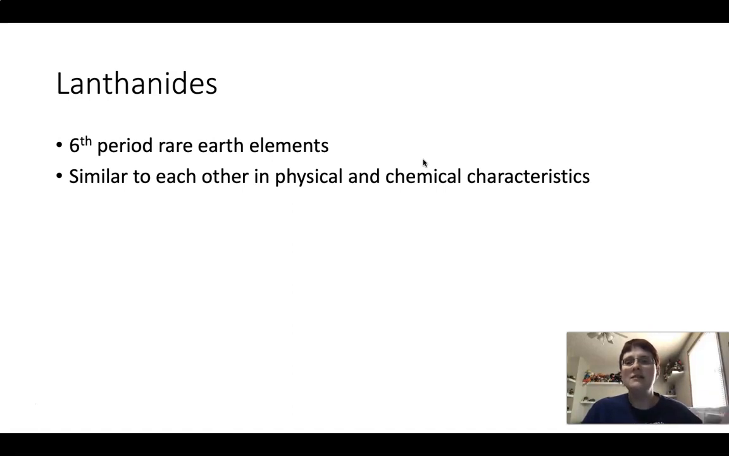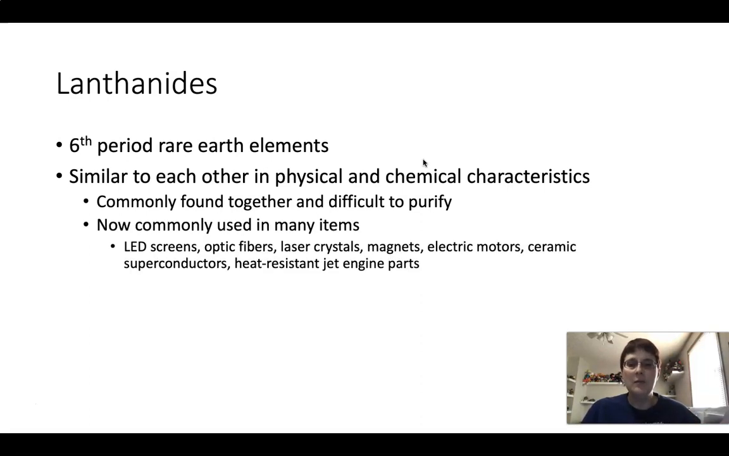The thing is with the lanthanides, they are similar to each other in physical and chemical characteristics. It's very difficult to actually tell these guys apart from each other. They are commonly also found mixed together, and that makes it difficult to purify them into the different elements. But these guys are incredibly useful because we've been able to harness them to use in a lot of items. So you can see here, we use them in LED screens, optic fibers, laser crystals, magnets, electric motors, ceramic superconductors, heat-resistant engine parts. I mean, these elements are all over the place.